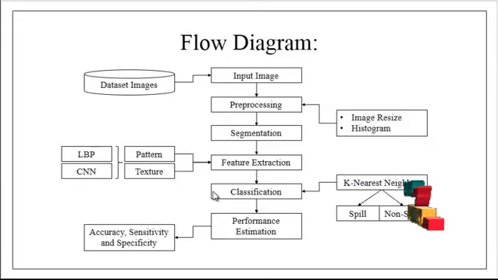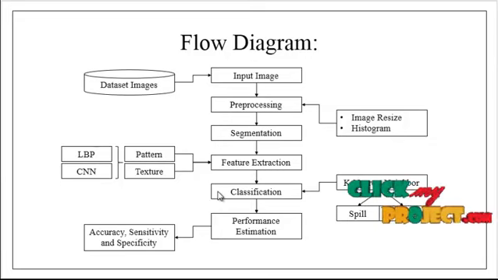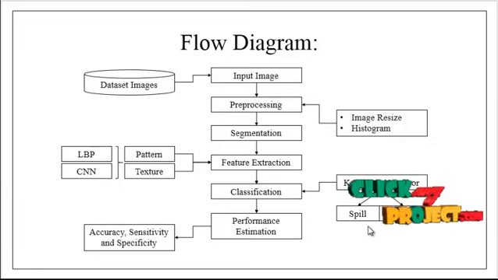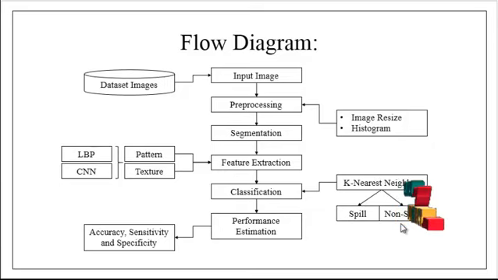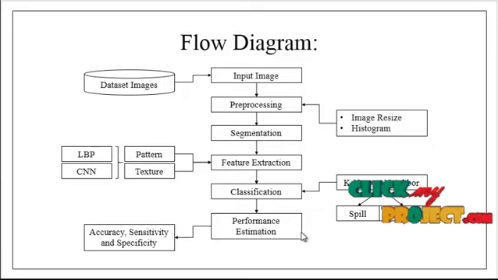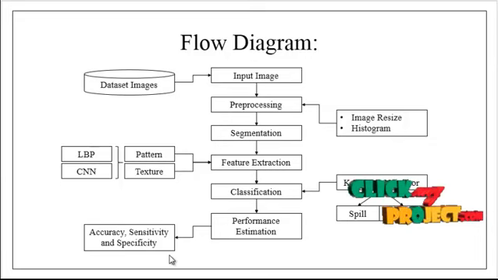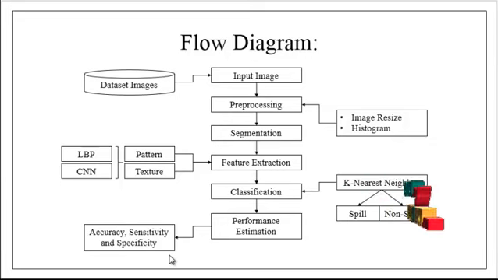Next to the feature extraction, we do the classification. In this classification, we apply the k nearest neighbor classifier to classify whether the input image is a spill or non-spill image. If the input has a spill, it shows the result as spill; otherwise, for a non-spill region, it shows a message box saying non-spill. The final stage of the project is performance estimation, with three performance parameters: accuracy, sensitivity and specificity. By these three parameters we can justify whether our process is efficient or not.